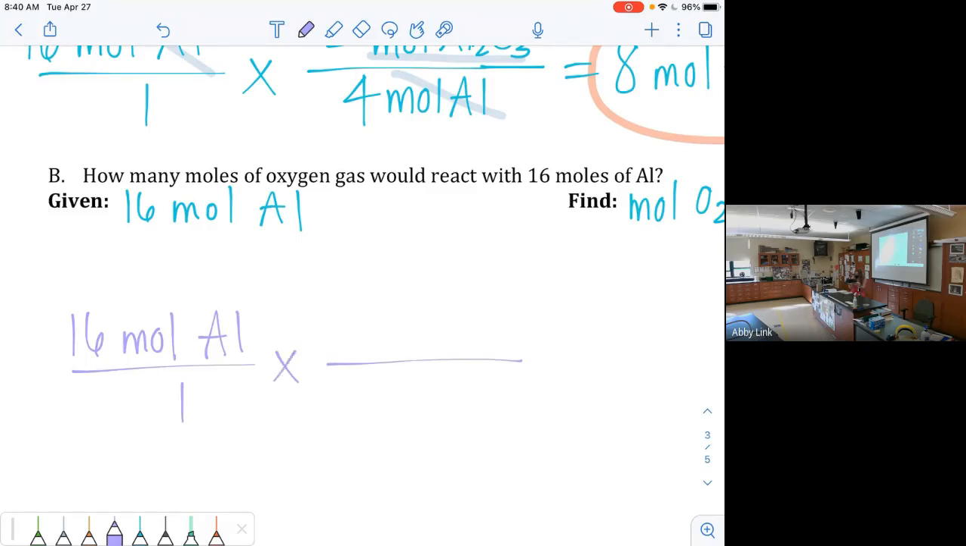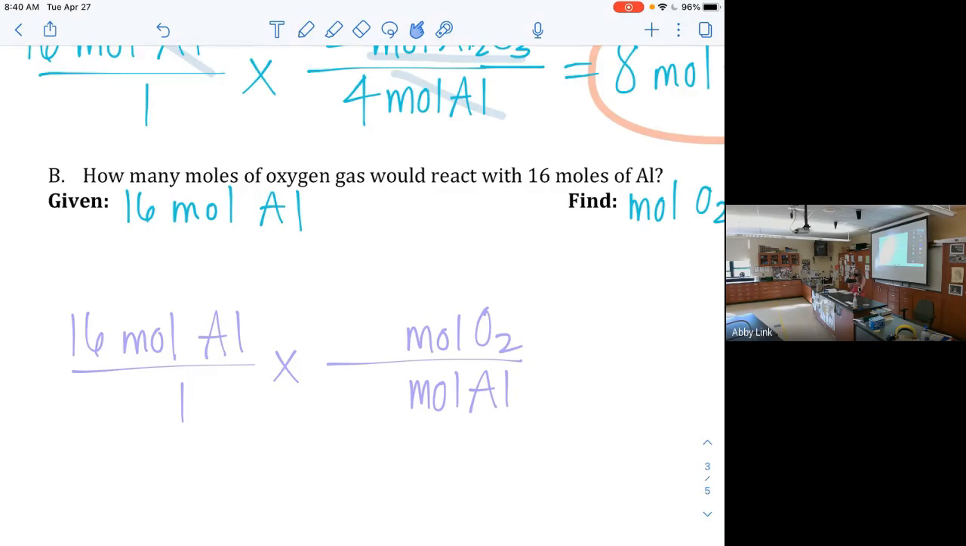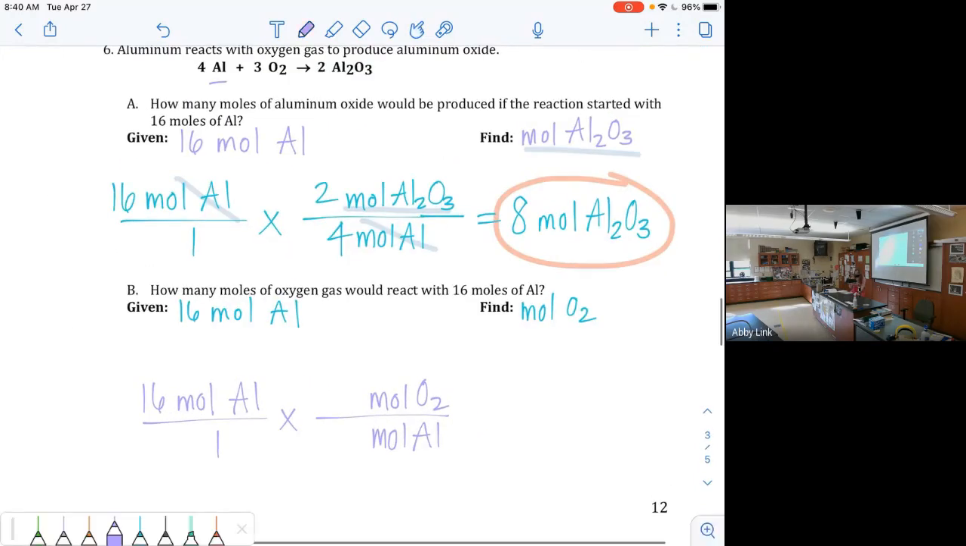All right. Moles of aluminum in the denominator. Okay. Set your units up first. I'm looking for moles of O2, so I want that on the top. This is my mole ratio. My mole ratio needs the coefficients from the balanced chemical equation. So we've got a 3 in front of the O2, and we've got a 4 in front of the Al.